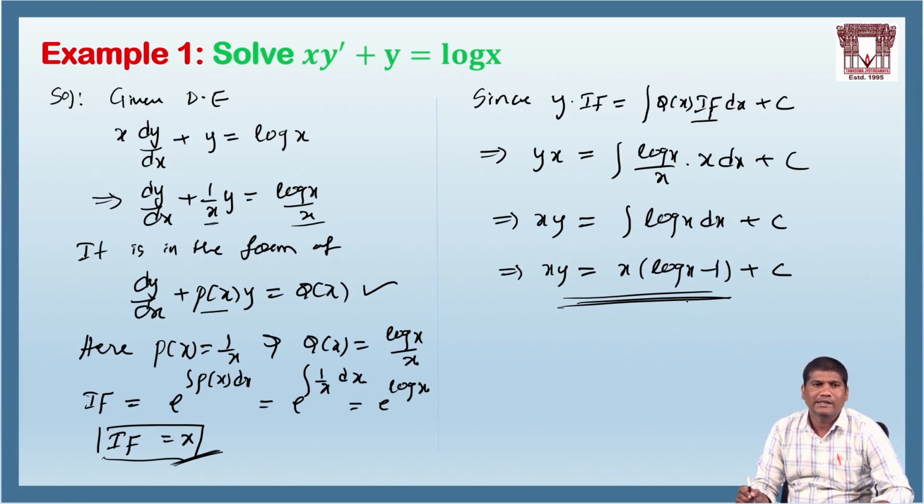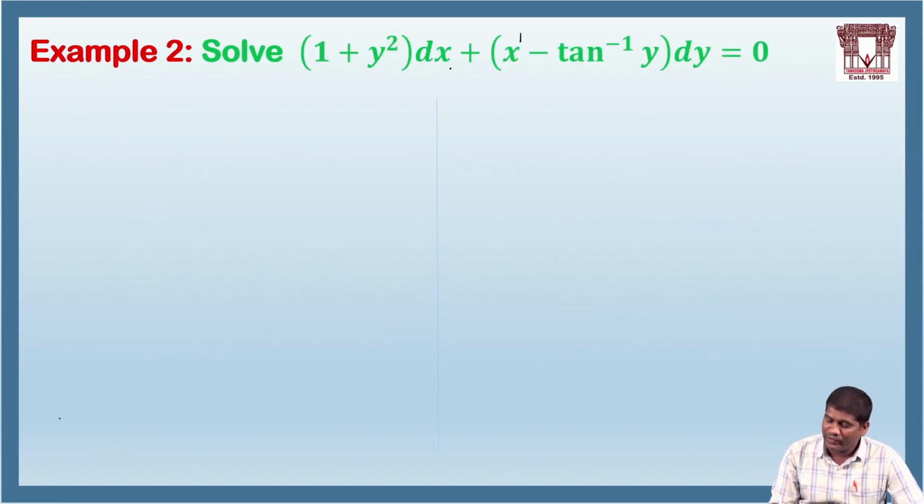Let's go to the second example. Solve 1 plus y square into dx plus x minus tan inverse y into dy. Here y power is 2, x power is 1, so we are able to write this equation as a linear differential equation in x. We cannot write it in y since y power is 2 there.